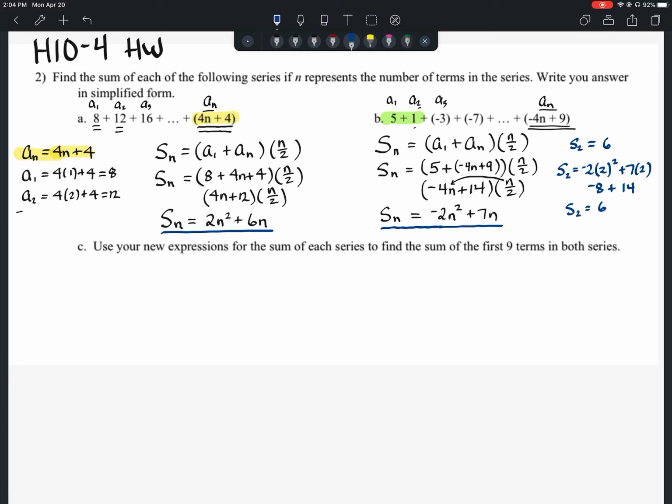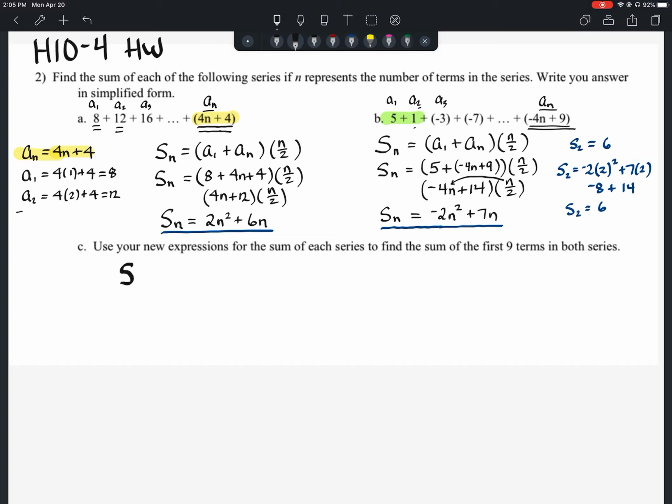Let's go on to letter C here. It says, use your new expressions for the sum of each series to find the sum of the first 9 terms in both series. Now, being that we have these expressions, we can actually find the sum of the first 9 terms without even knowing what the 9th term is. If you wanted to, you could plug in 9, figure out what the 9th term is, and do it the way you did it in H10-3, just plugging into the sum formula. But we can just use this equation here.